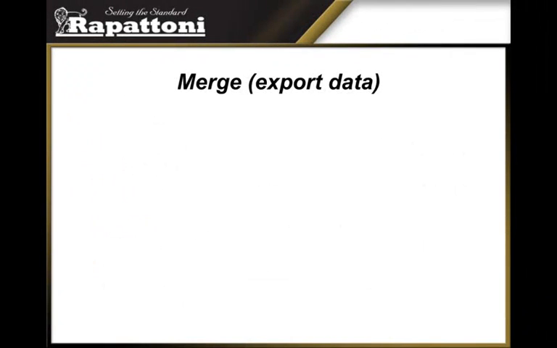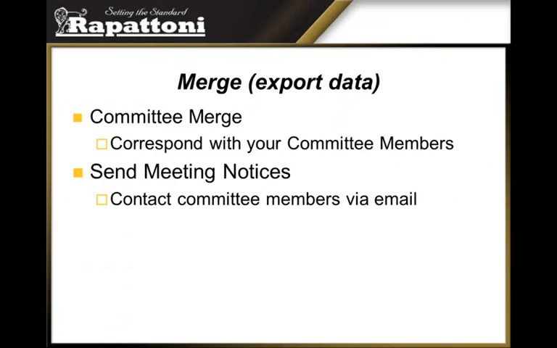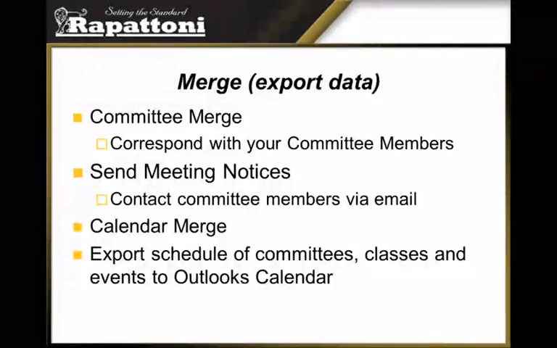You can also export data via the merge programs. By using the committee merge, you can correspond with your members. You could send them letters and emails. You can send them meeting notifications. By contacting those members via email, you can quickly let them know that there might be a change in venue or a change in the schedule of that committee meeting. There's also a calendar merge, which I did not show you, but what the calendar merge does is it exports a schedule of committee meetings, classes, and events directly into your Outlook calendar.